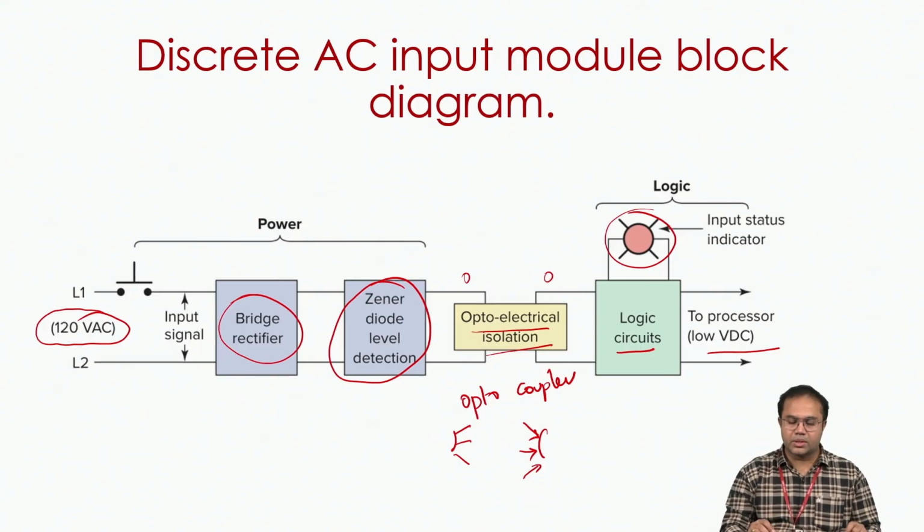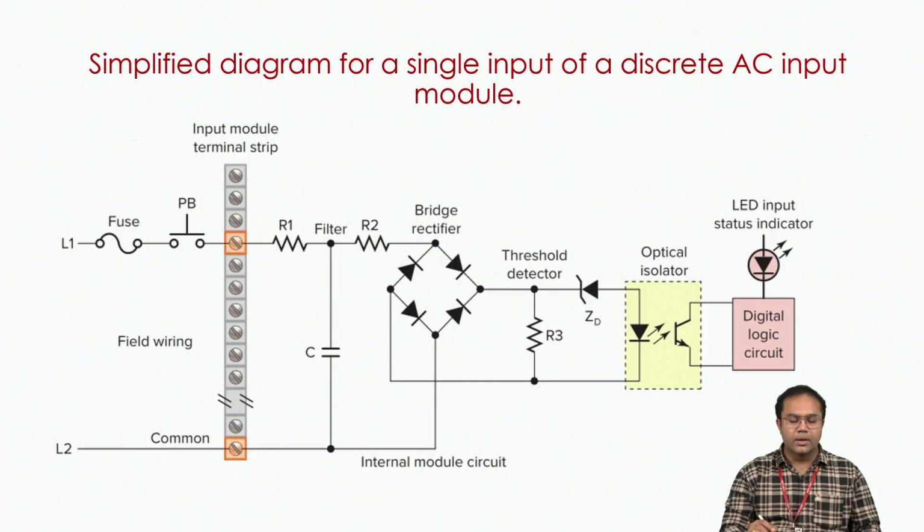So most of the circuits, almost all the discrete input output modules, will have an LED indication. Now we'll look into another simplified diagram for a single input discrete AC input module. Typically in any PLC there will be more than one input. So here is one simplified example for a single input.